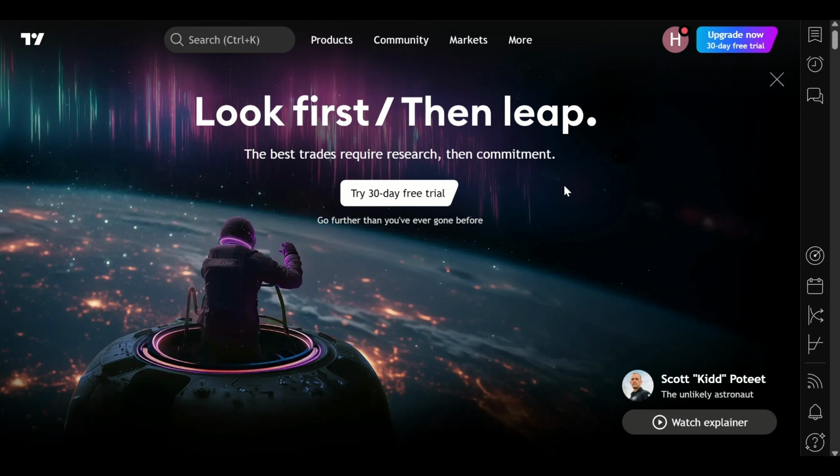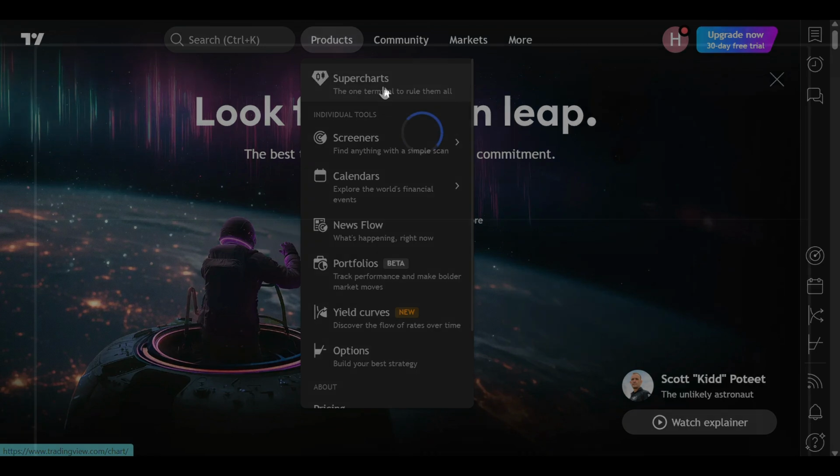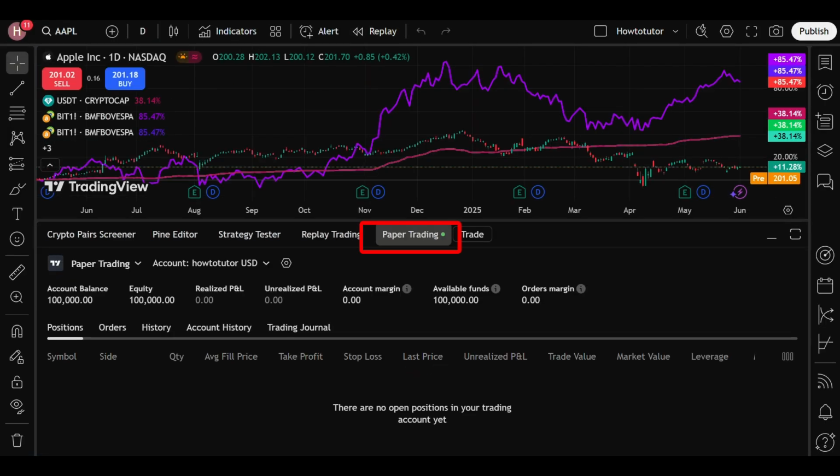Next, go to the Products tab at the top to find all of TradingView's features. Then, select Super Charts. This opens the advanced charting platform where paper trading is accessible. Make sure your account is set to paper trading. If not, click the trading panel below and select paper trading from the list.